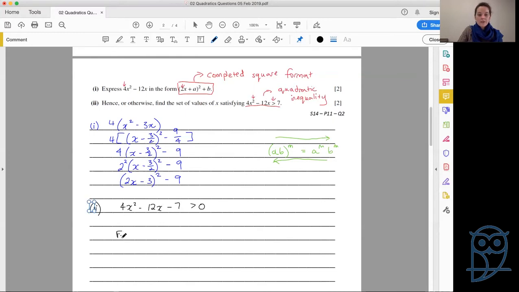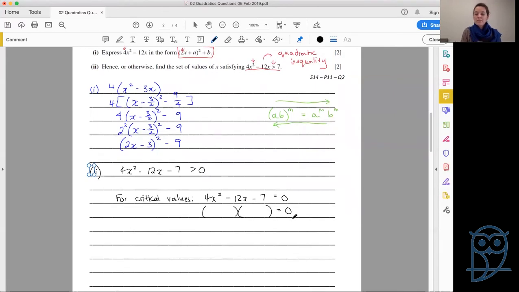For critical values, let them know what's coming. We would have 4x squared minus 12x minus 7 equals 0. Now, yes, factorize, not formulas, factorizing. Formula is that last resort, that backup. Okay, so 4x squared, well, it could be a 1 and a 4, a 4 and a 1, or a 2 and a 2. We don't know, but that 7 is prime, so it has to be a 7 and a 1.